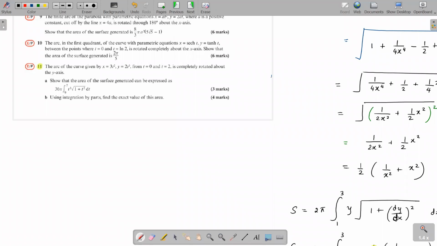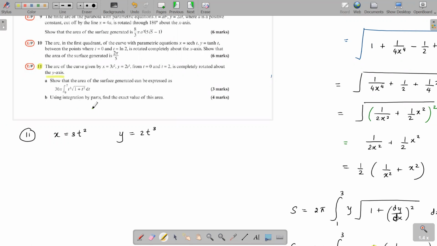Okay, question number 11. The arc of the curve given by x equals 3t square, y equals 2t cube, from t equals 0 to t equals 2, is completely rotated about, notice this, the y-axis. So the rotation is completely about the y-axis, so that the area of the surface generated can be expressed by this particular equation.